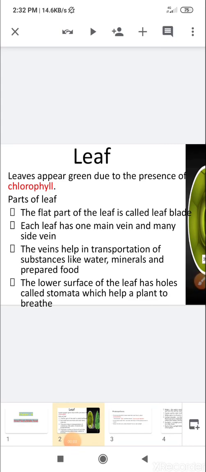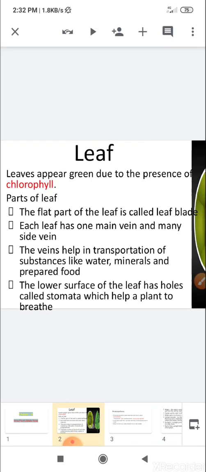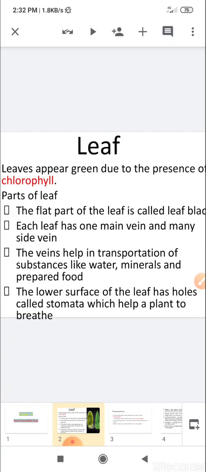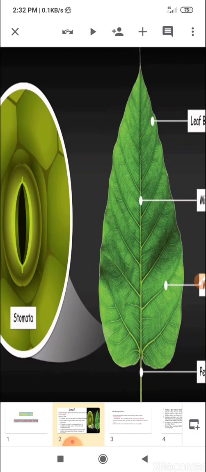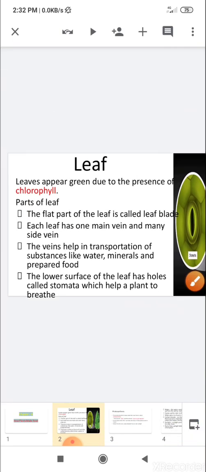Now let's see the parts of a leaf. The flat part of the leaf is called the leaf blade. Here in this picture you can see the flat part of the leaf is called the leaf blade. Each leaf has one main vein and many side veins. First, you should know the function of veins. The function of veins is to help in the transportation of substances like water, minerals and prepared food.